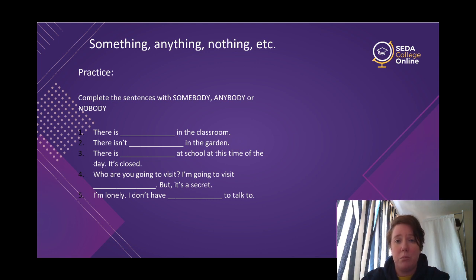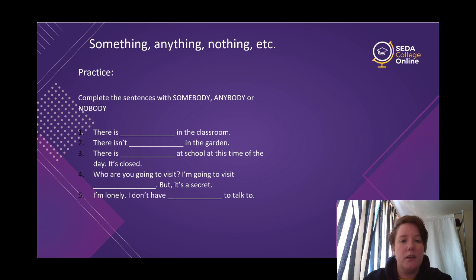This one is positive, okay? So just remember it's positive. Number 2, there isn't in the garden. This is a negative sentence. Number 3, there is at school at this time of the day. It's closed. Even though it's positive at the beginning, look at the last piece. It's closed. Number 4, who are you going to visit? I'm going to visit, but it's a secret. Okay, so they're telling them who they're going to visit, but it's a secret. It's a person.